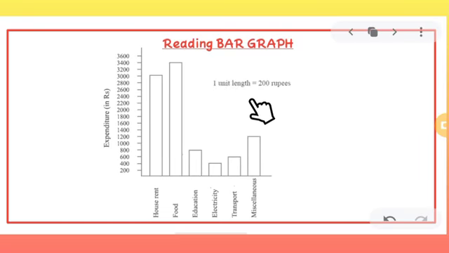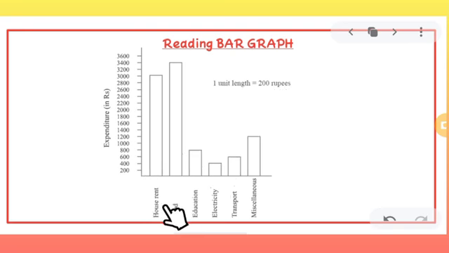This is the scale. Okay, 1 unit length is equals to 200 rupees. This means that here this one length, one gapping between two is equal to 200 rupees. That's why you can see here the first is 200, next is 400, next is 600. A gapping, an equal gapping of 200 will be there in every amount. Okay, so this is very important while drawing a bar graph.